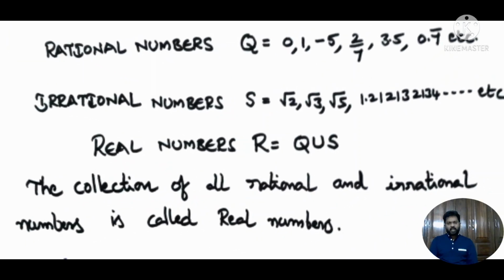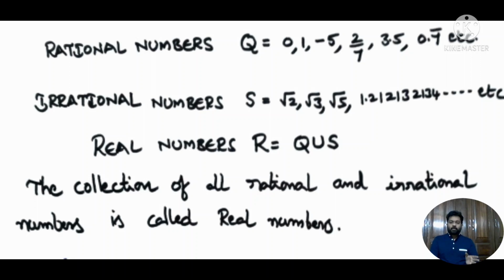Next one, irrational numbers. A number which cannot be written in the form of p by q, for any integers p and q not equal to 0, is called an irrational number. The decimal expansion of an irrational number is non-terminating and non-recurring. These are irrational numbers. Irrational numbers are denoted by S or Q dash.